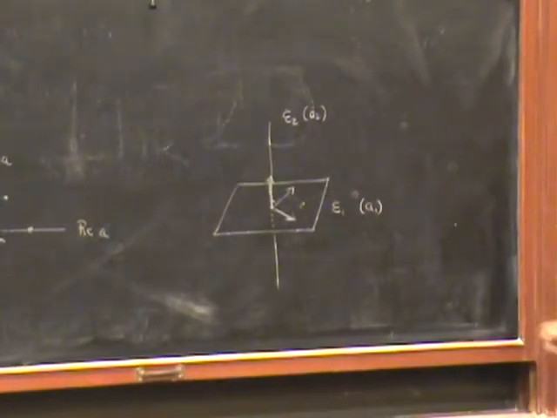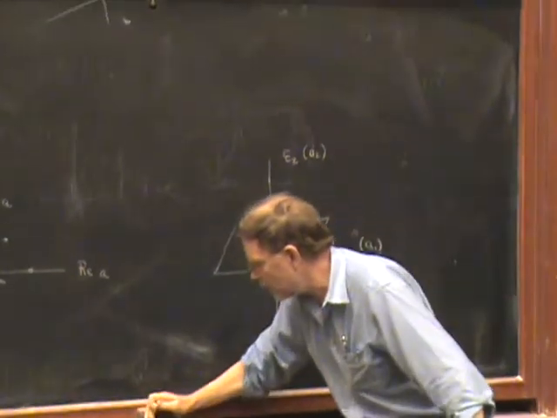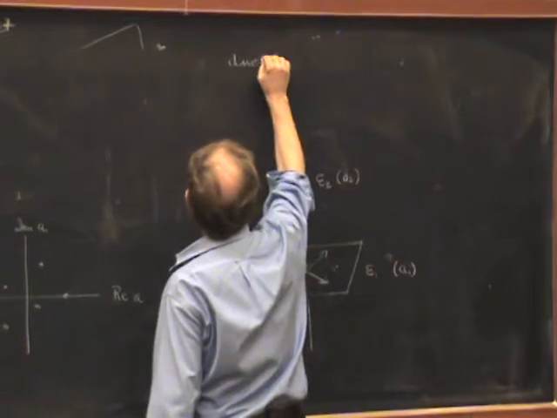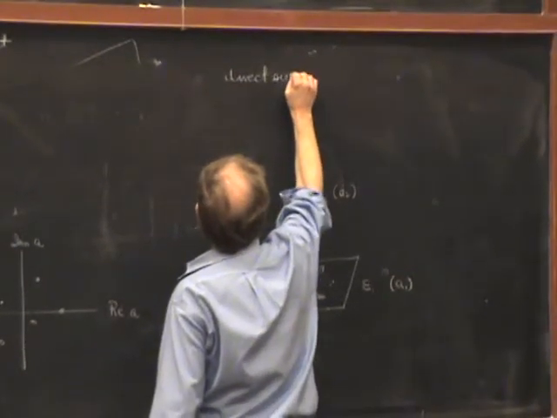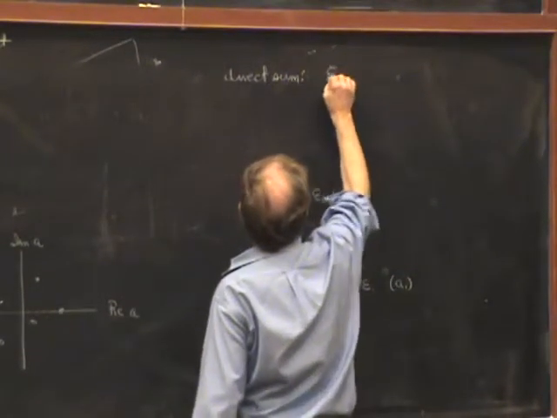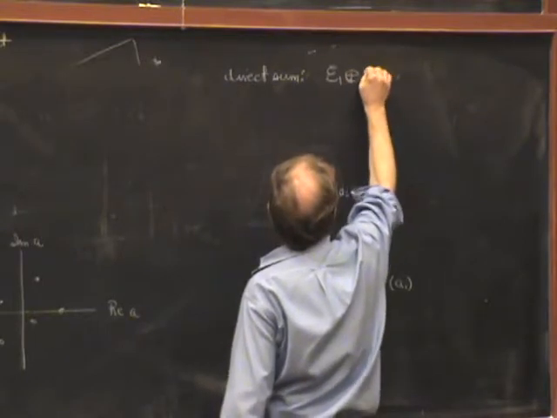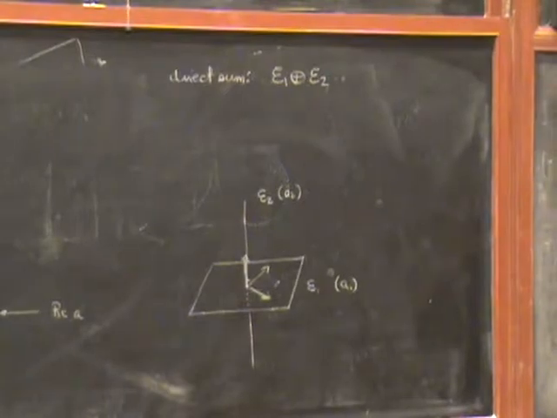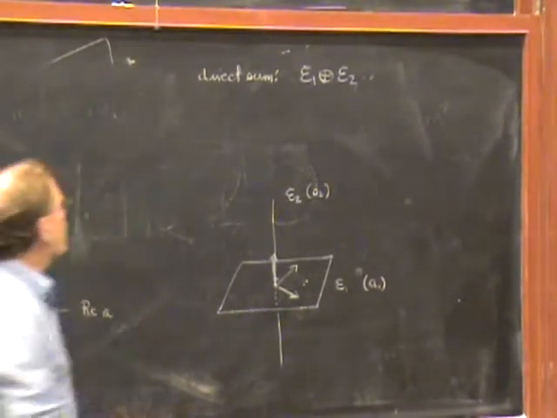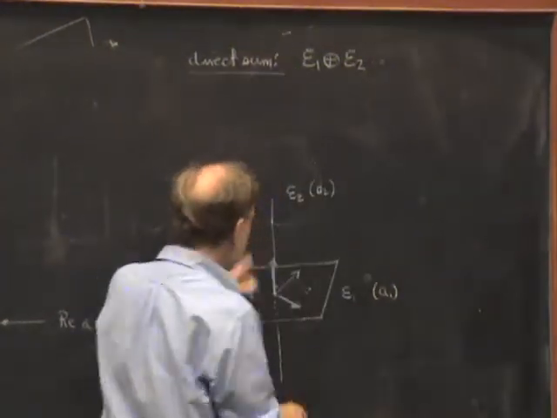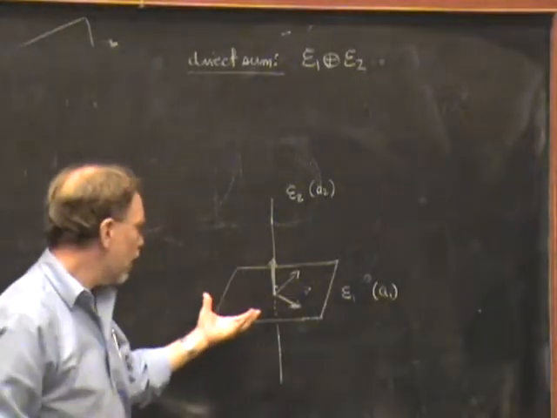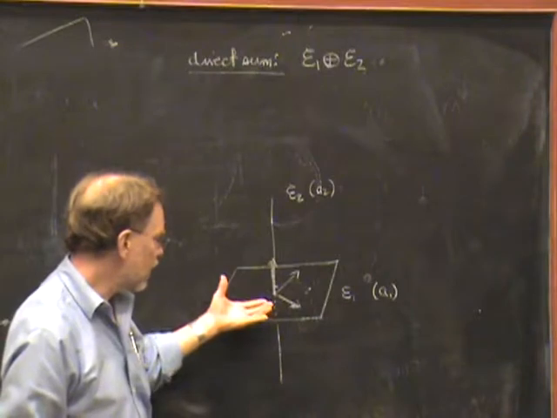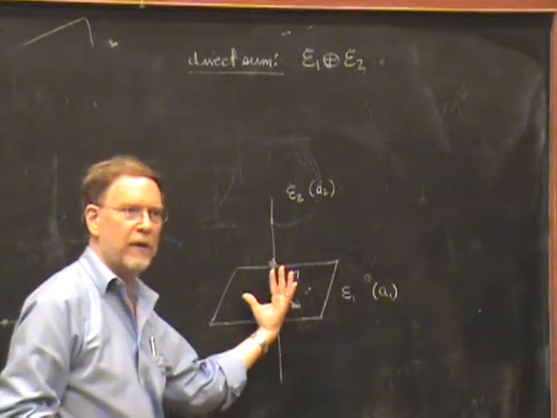Okay, well, this leads me to a concept that I want to tell you about, the concept of the direct sum of two subspaces. Let's talk about the direct sum of these two subspaces, E1 and E2. What this means is the direct sum of these two subspaces is just the set of all vectors you can get by making linear combinations of vectors that come from either one space or the other space.